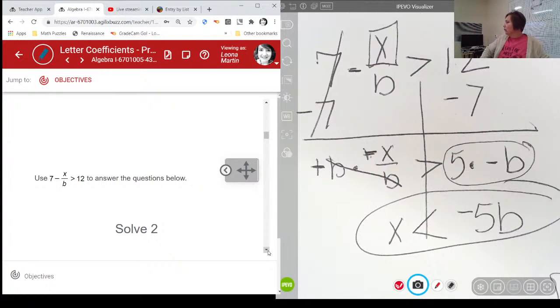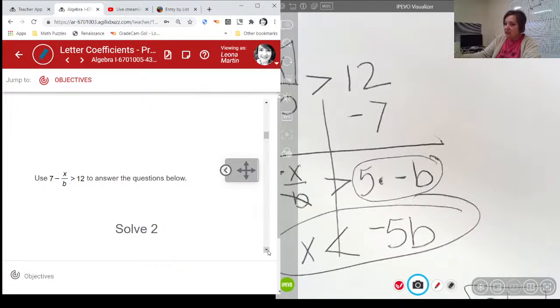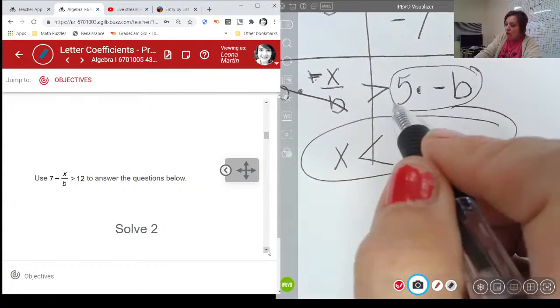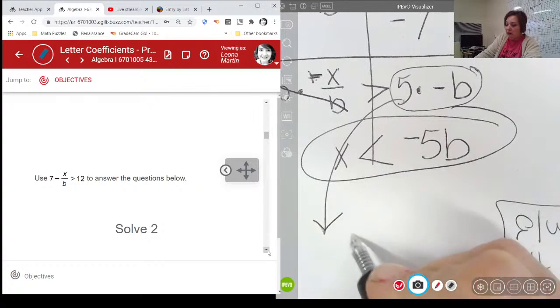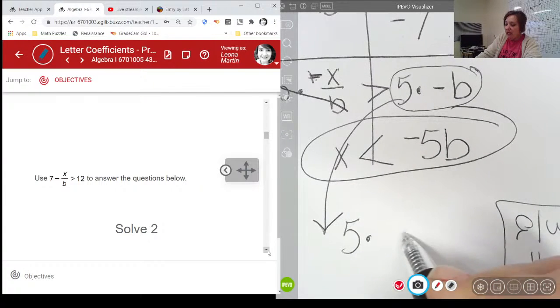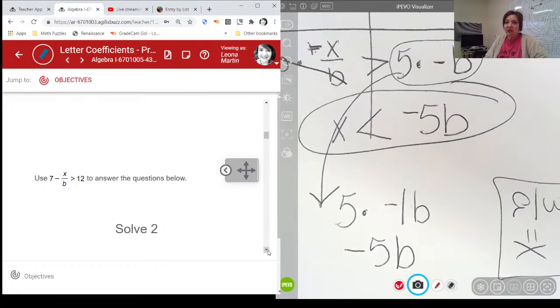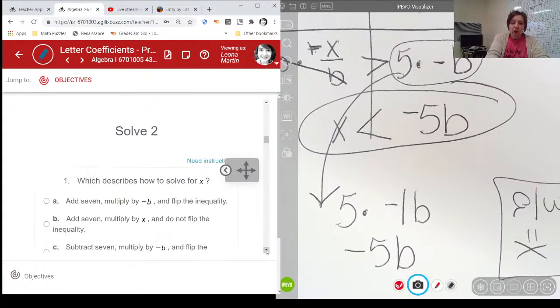You look slightly perplexed. What's up? Okay, so this is like, and I knew that was going to be the question, so let's talk about it. I'm going to bring this down here so we can talk about it. We've got 5 times negative b, but that's like negative 1b, right? So when you multiply 5 times negative 1, you get negative 5. And then, of course, we're multiplying b, so it's negative 5b. Does that make sense? Okay. Okay. Y'all picking this up fast.